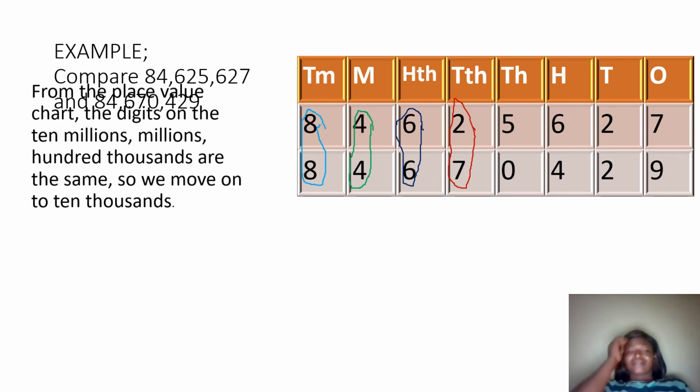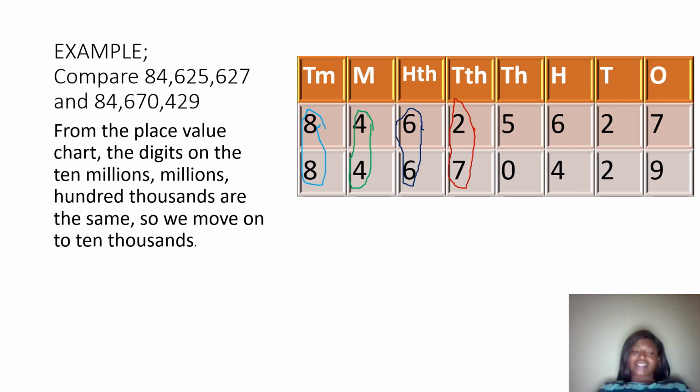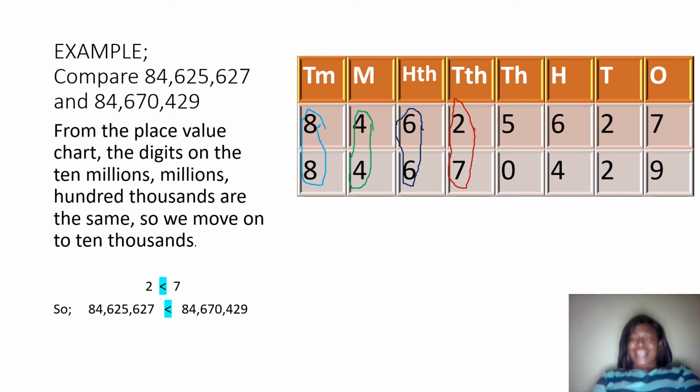Let's look at the explanation from the place value chart. The digits on the 10 millions, millions, 100,000s are the same. So we move on to the 10,000s. And when we got to the 10,000s, we have our numbers for our comparison there. So 2 is less than 7 from the chart. So automatically we know that 84,625,627 is less than 84,670,429. Good. Now let's move on.